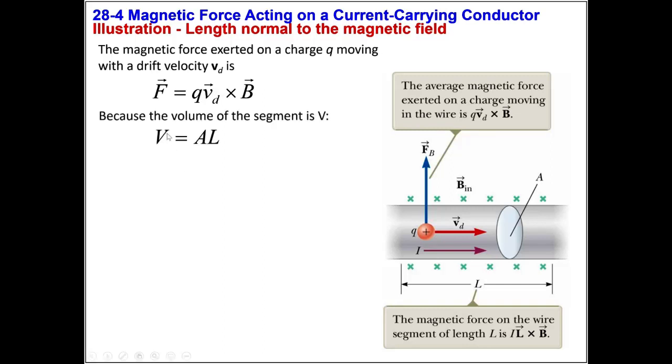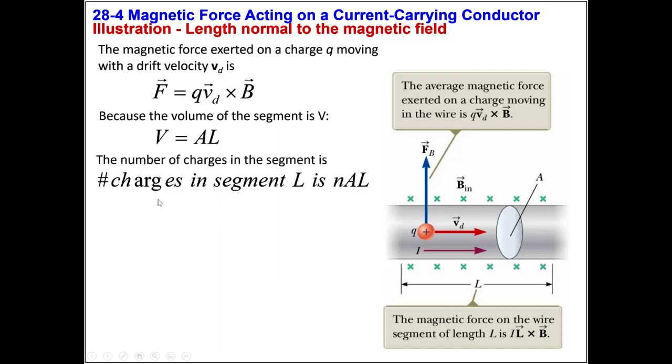Okay, let's assume we have a certain volume of the wire, and the volume is given by the cross-sectional area times the length. So we're considering this part of the wire. This is the volume. Let's determine the number of free charges in this volume, free carriers, charge carriers. So the number of charges in this segment L is given by the volume, which is cross-sectional area times L, times N, which is the number of free charges per unit volume. So this will give me the total number of charges that are subjected.